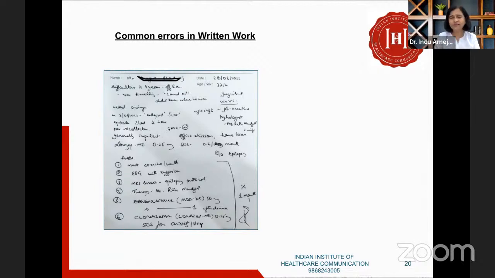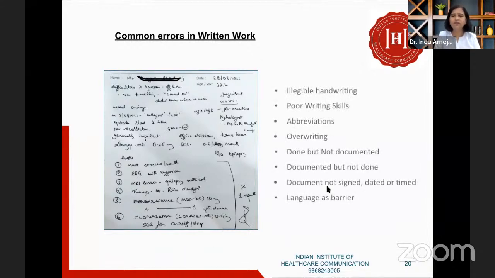Now imagine what is written. Can you actually read anything? Can you really understand anything? So the common errors that you will see are mostly that either the handwriting is not legible or the writing skills are not okay. Very honestly, let's admit, English for some of us is not our first or second language.